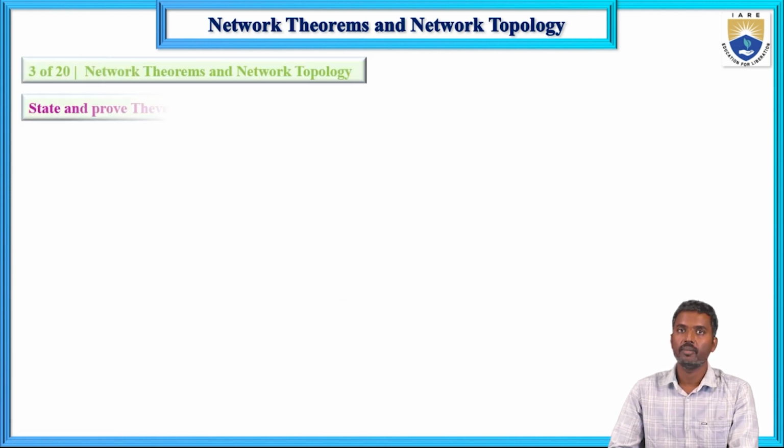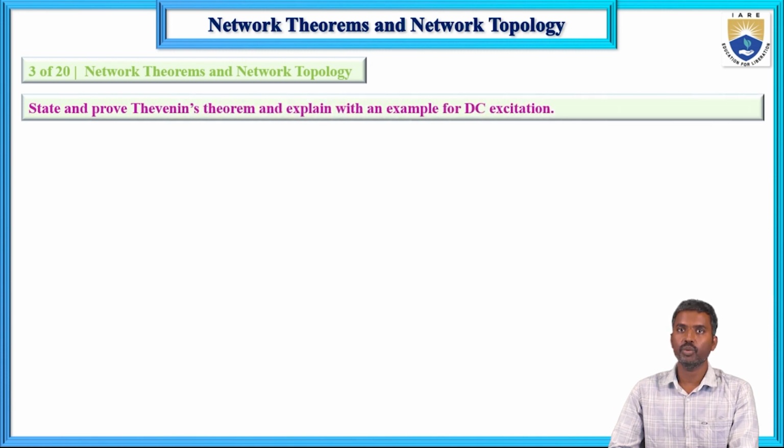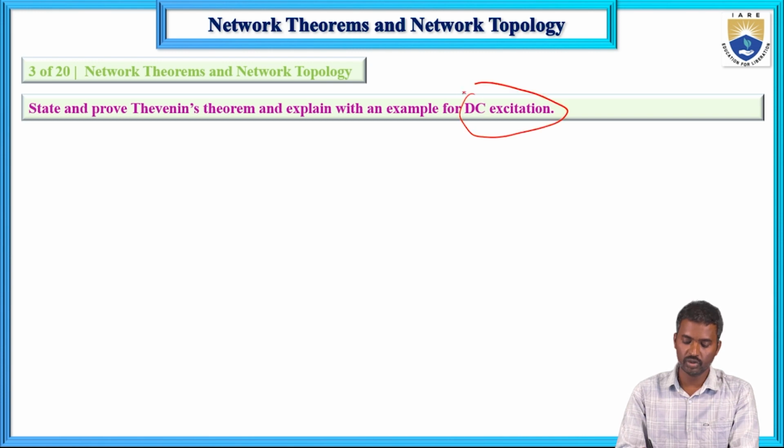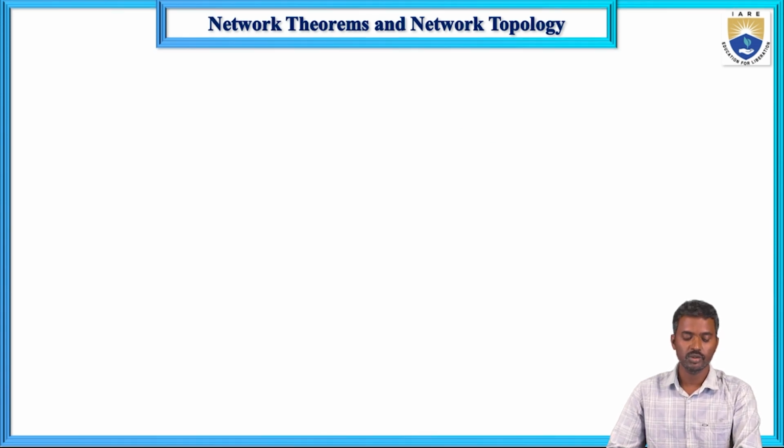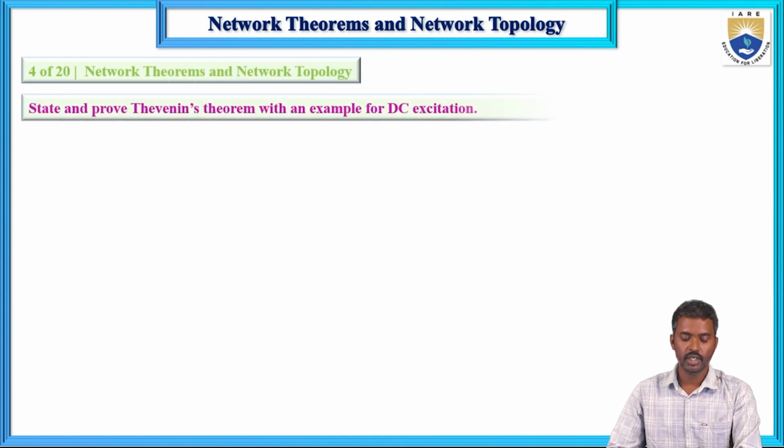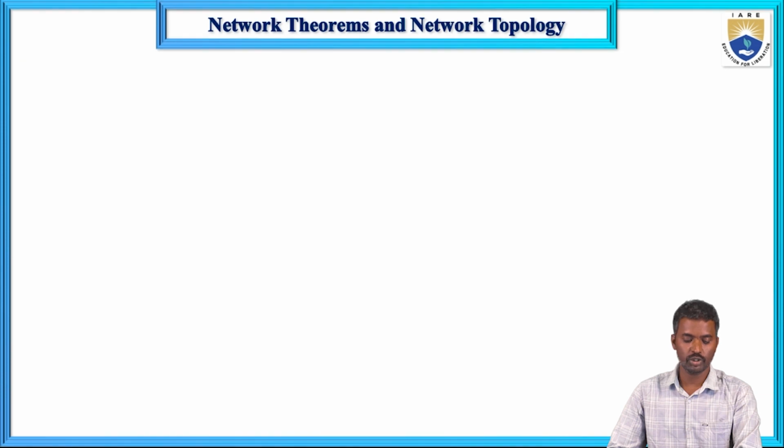Now here, state and prove the Thevenin's theorem and explain with examples with DC circuits. This question I explained in the Thevenin's theorem circuit, in the second module. Next, state and prove Thevenin's theorem with examples. This one is the same question here.